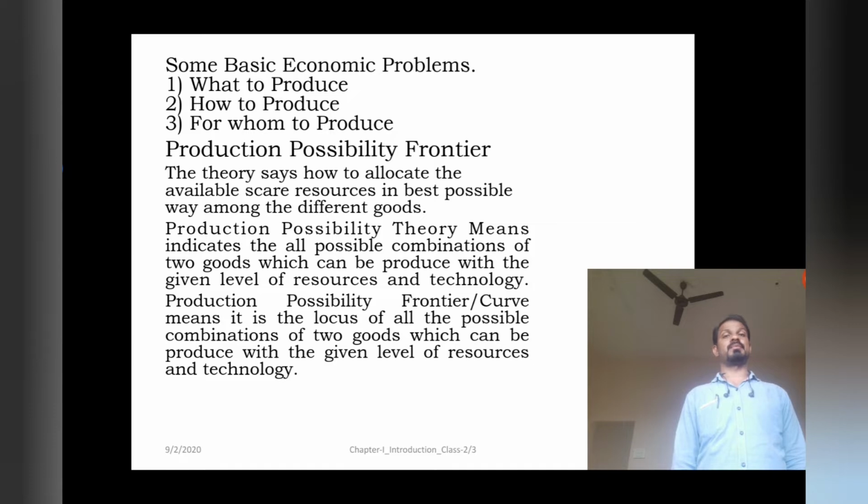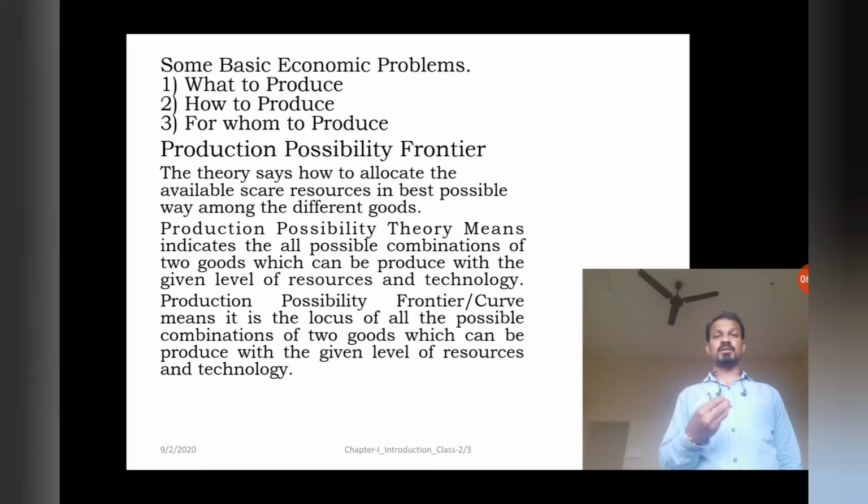Thereafter we have discussed the production possibility frontier. In this theory we have understood how to allocate the available scarce resources in the best possible way among the different goods. This theory helps us to allocate or distribute the available scarce resources in the best possible way. It means how we can distribute our available resources among the goods and services. That is what we understood from the production possibility frontier theory.